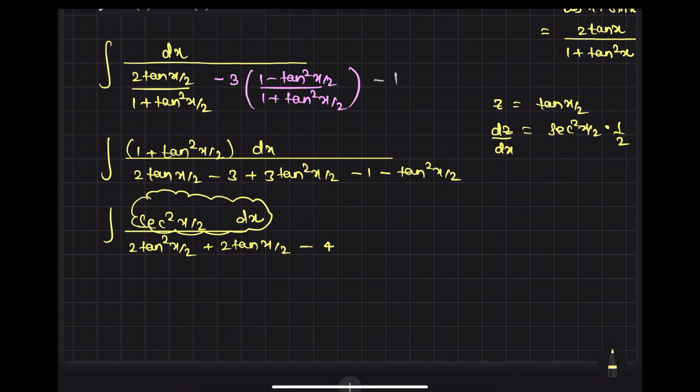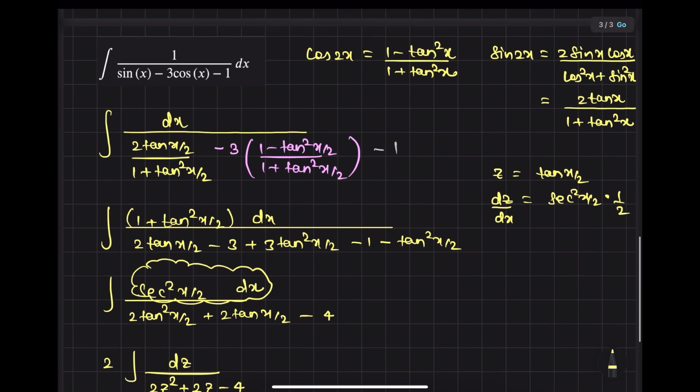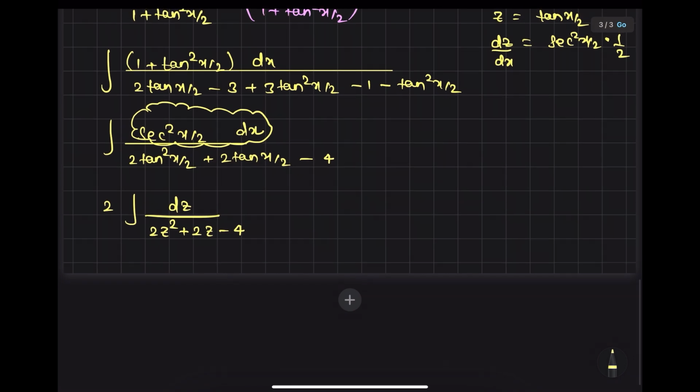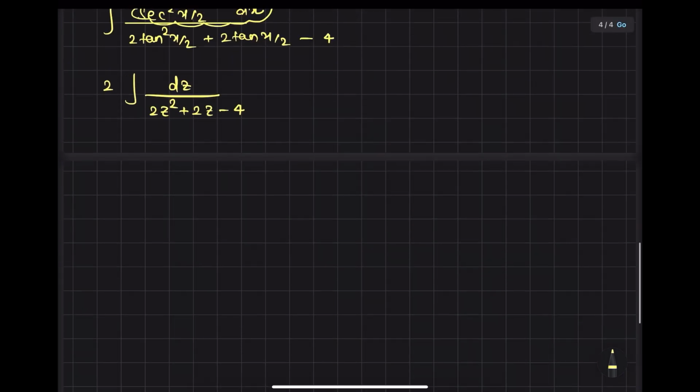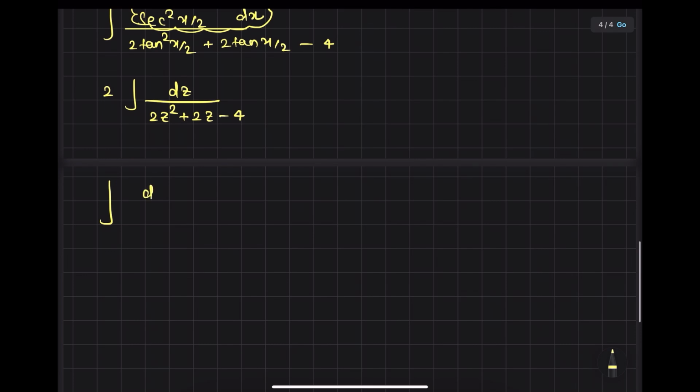So this entity will become what? 2 times dz, right? And then 2z square plus 2z minus 4. So we can take 2 common and things will be neutralized. Okay, we will use a new page. So integration of dz by z square plus z minus 2.